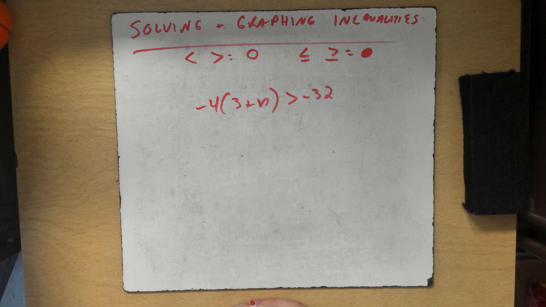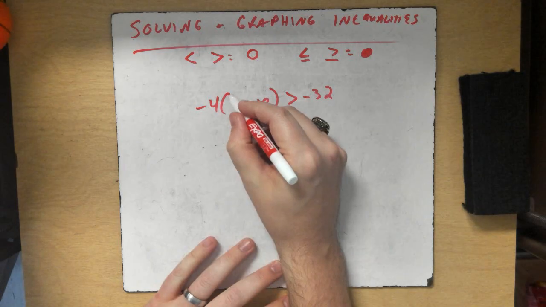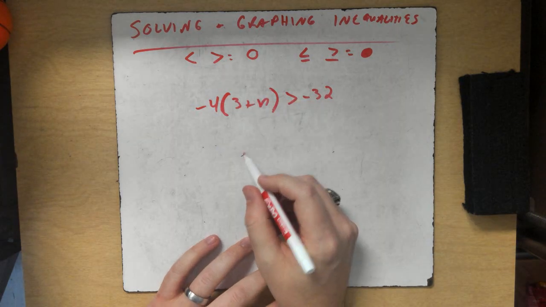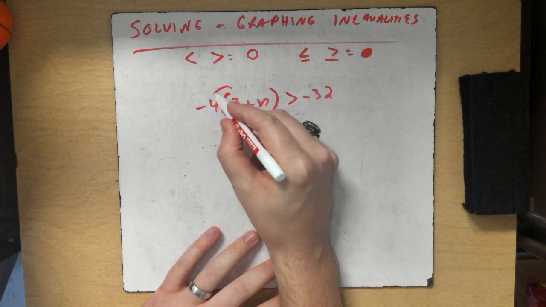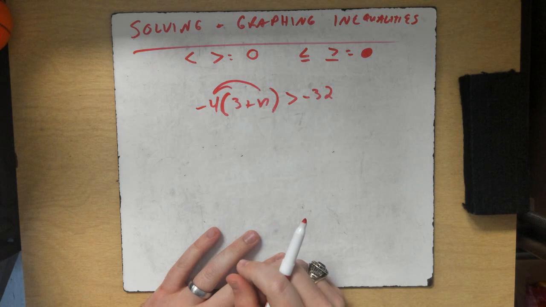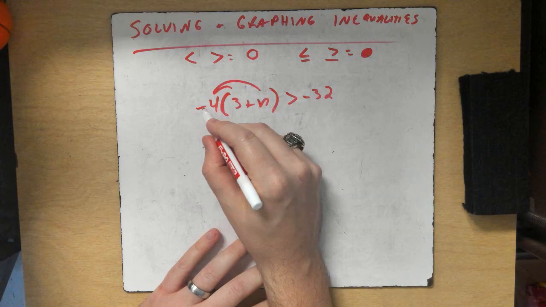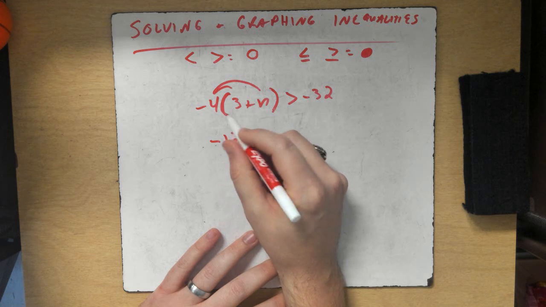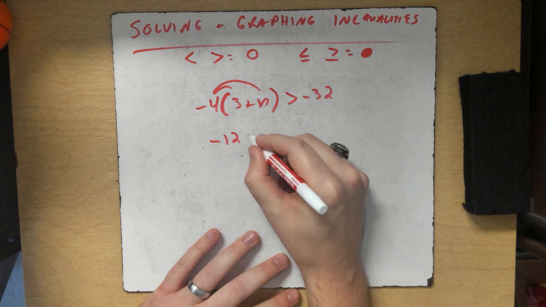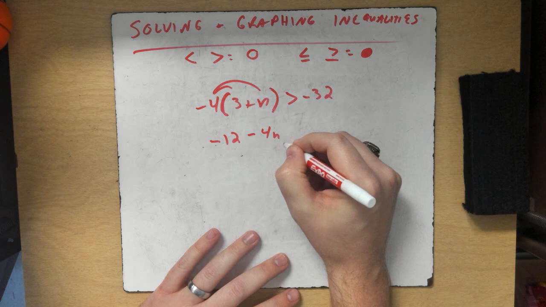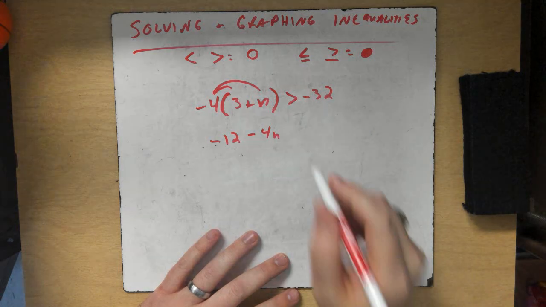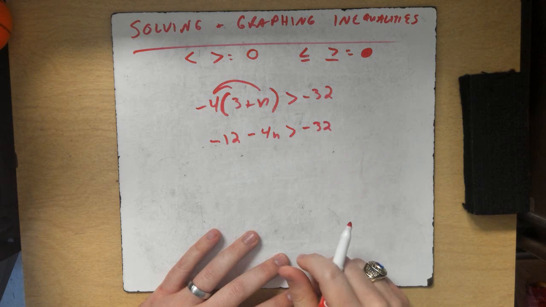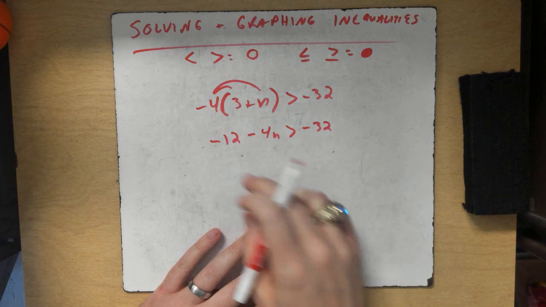So the first way you could do it is to distribute, because we have parentheses here. Our first step is to get rid of these parentheses, correct? So we distribute this negative 4, what's on the outside, and multiply by whatever's on the inside. In this case, we do negative 4 times 3, which gives us negative 12. And then negative 4 times n, which gives us negative 4n. Bring down our symbol, and then we have negative 32. Okay.